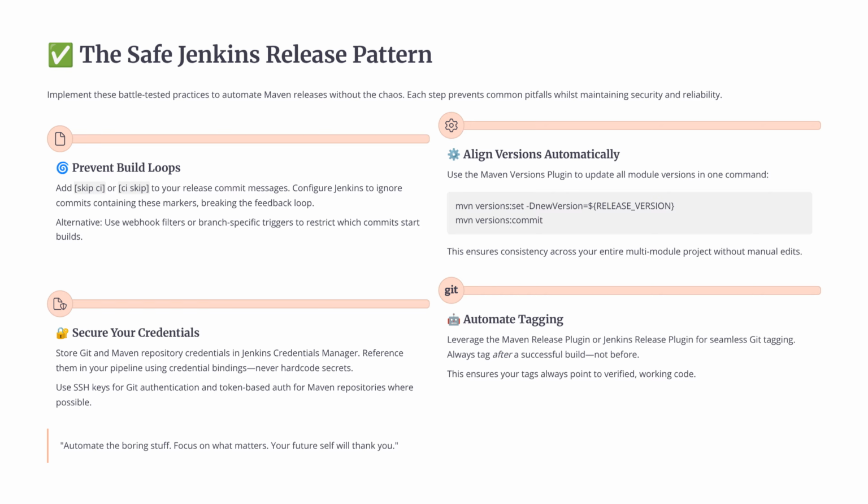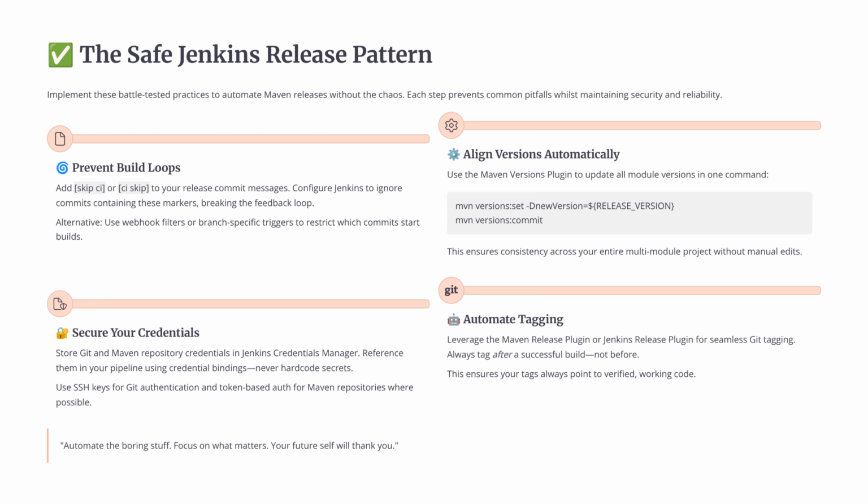To wrap things up, here's one simple pro tip. Always perform your release automation from a dedicated release branch or a controlled pipeline, not from developer pushes. That ensures your tags, versions, and artifacts come from verified, approved code, not from someone's experimental branch.